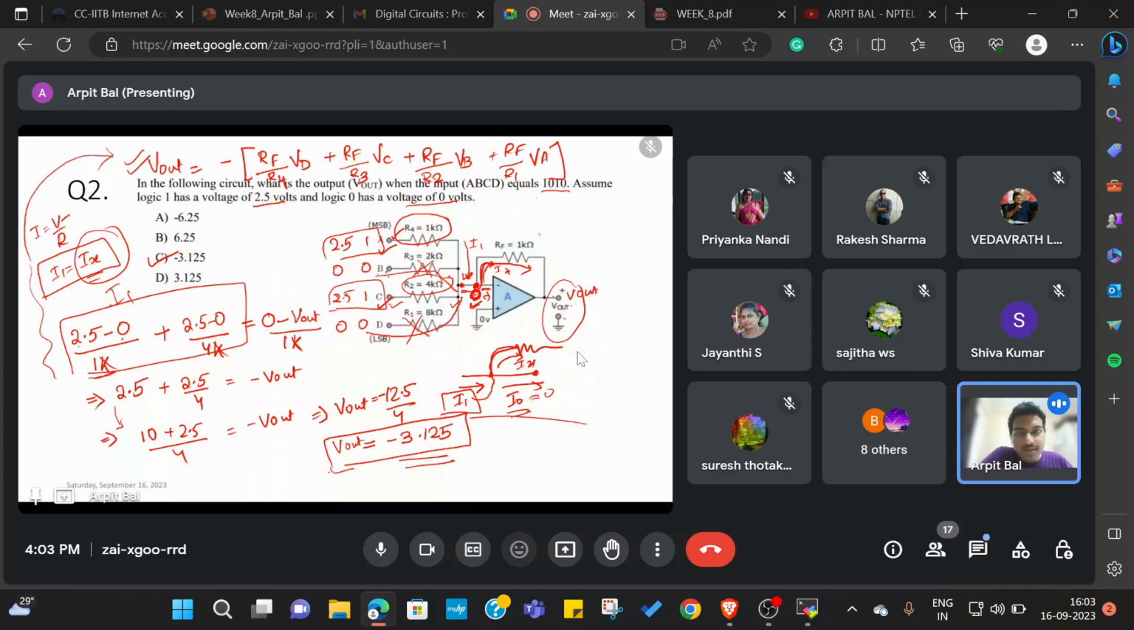In the next question, we observed a DAC that was given to us, and we were supposed to figure out what V out is. For this particular question, whatever input is given to us, the first thing is to map the digital input to analog values. Here we can see that logic 1 is mapped to 2.5 and logic 0 is mapped to 0. So I assigned 2.5 to those nodes where it is 1 and 0 to those nodes where it is 0. Then, to solve these questions quickly, use this formula without a second thought.